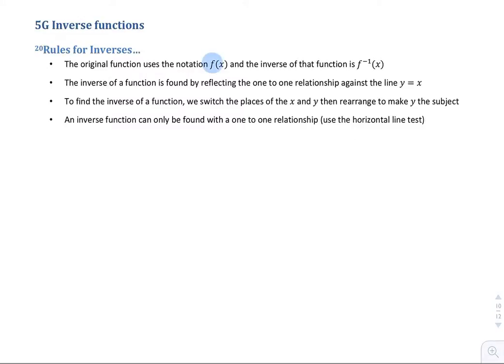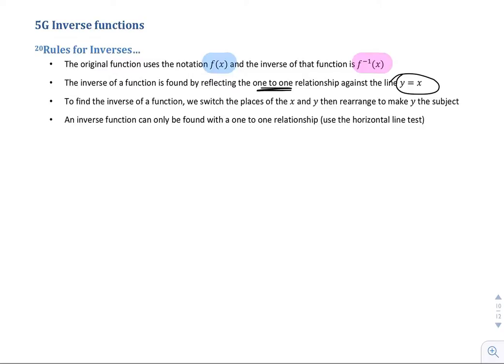We've currently been looking at functions with the notation f(x), but today we're going to look at inverses, which have the notation f⁻¹(x). So any inverse that we're looking at has the notation f⁻¹(x), where the negative 1 is referring to an inverse. This inverse function is found by reflecting the one-to-one relationship against the line y = x.